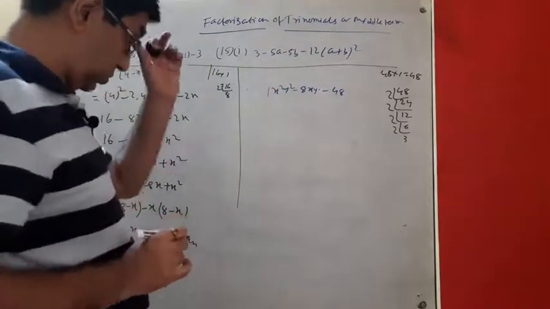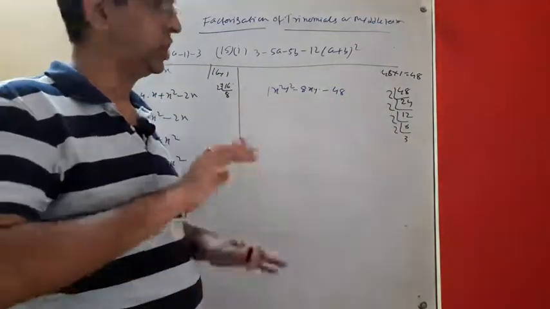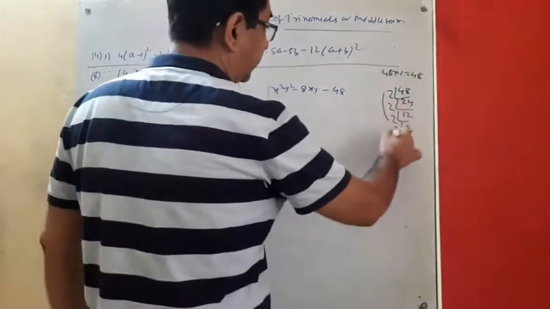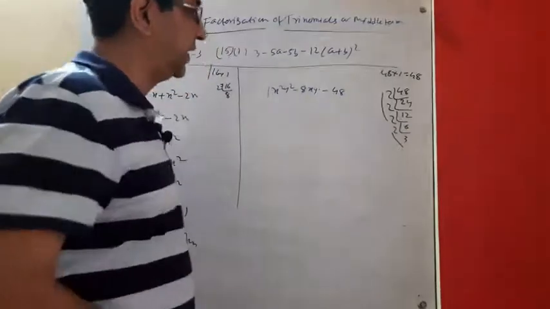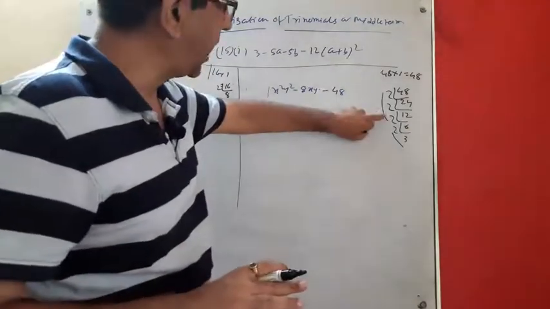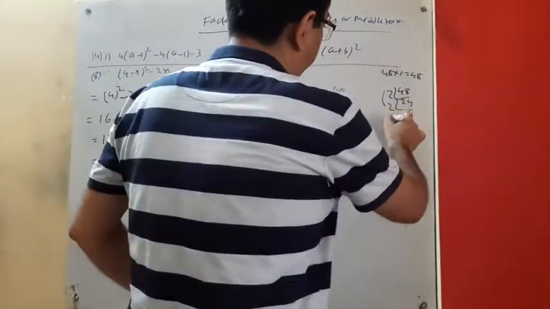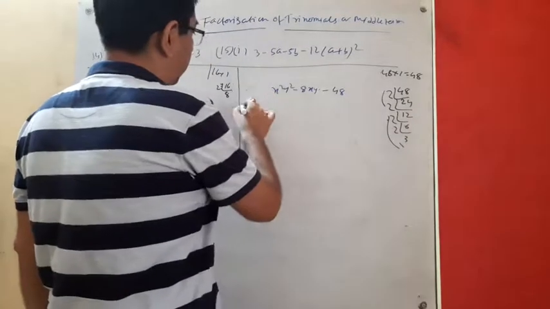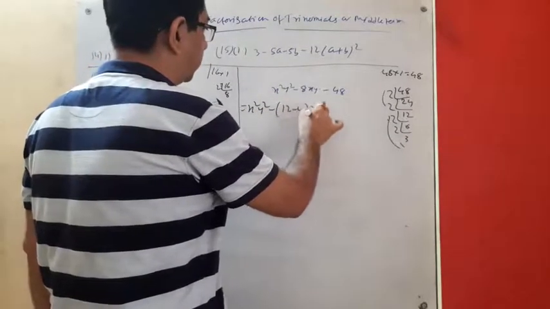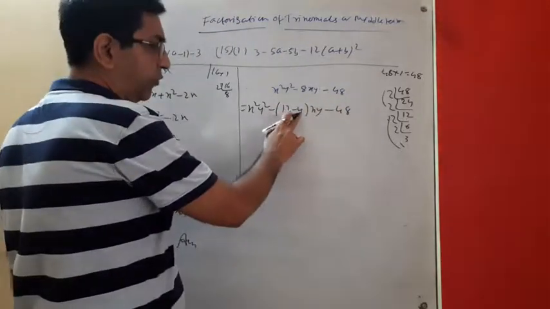Now these factors we have to take so that their addition or subtraction makes 8. What will I do? Take 8 and 6. No, it's not coming. 8 and 6 added give 14. Not coming. 4 and 12. If we go for 4 and 12, that means x²y² − 12xy + 4xy − 48.